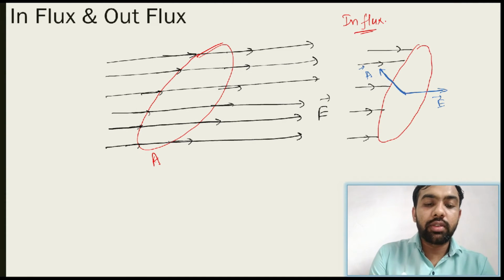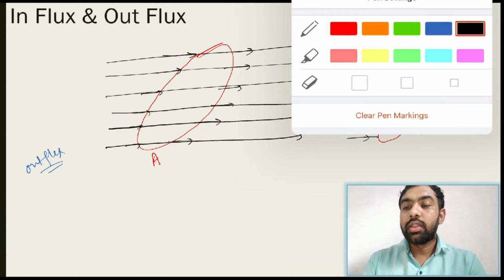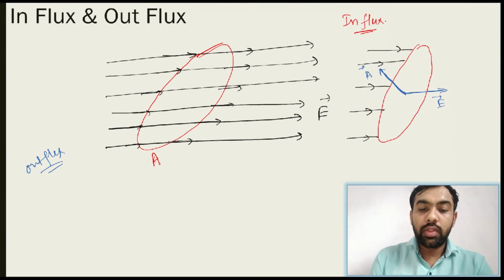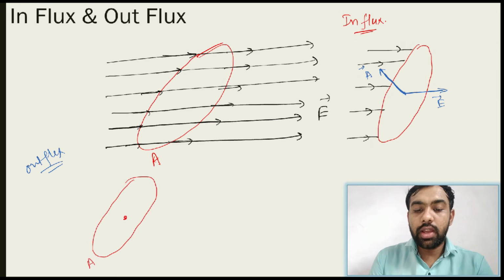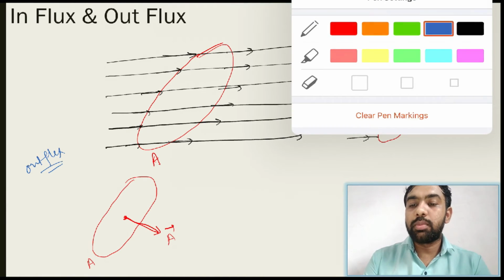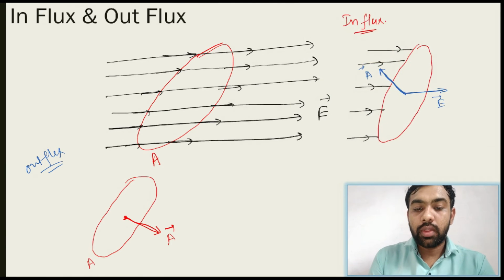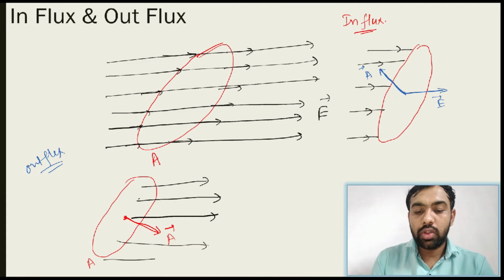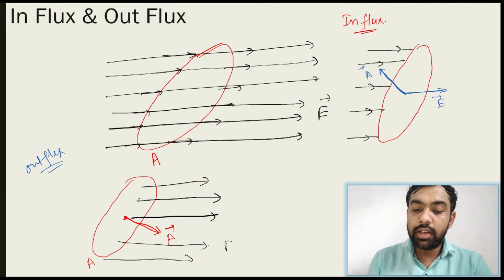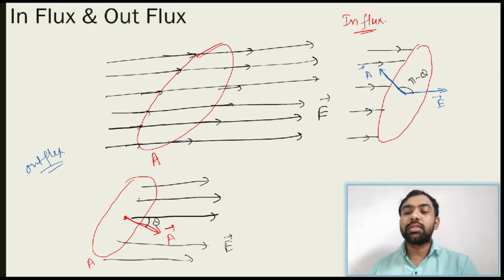Now consider the outflux, then draw the outflux line only. This is the area A. The area vector is somewhere here, and the outflux is represented like this. So this is the electric field E. And suppose the angle here is theta, then this angle is how much? Pi minus theta.